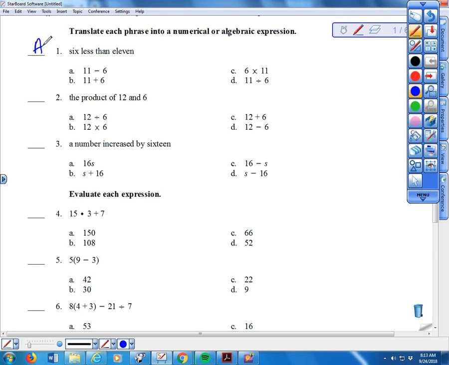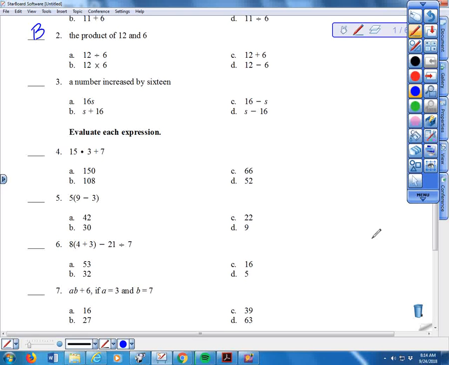The product of 12 and 6. Multiplication. Yep, product means multiplication, so it would be 12 times 6. A number increased by 16. S plus 16, because we've increased by 16. Good.